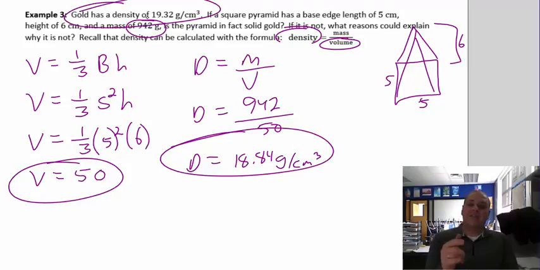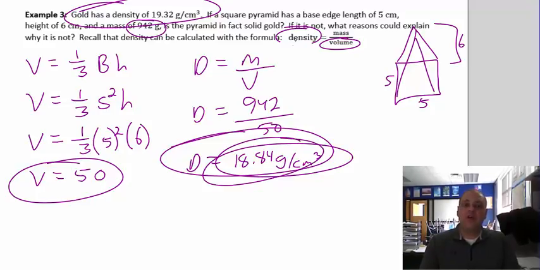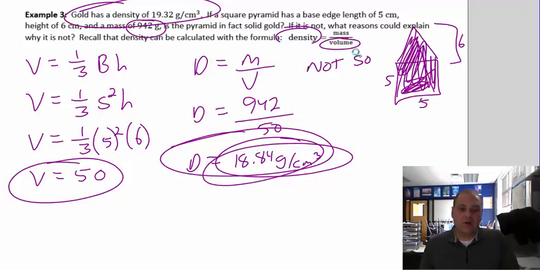But gold has this density. They're not saying that the square pyramid is gold. They're asking you if it's solid gold. But if it was solid gold, this should have come out to be 19.32. So is this square pyramid solid gold or is it mixed with something else? And as you can see, because it did not come out to be the same density, we must determine that it was mixed with something else. So it is not solid gold, because density equals 18.84, not 19.32.